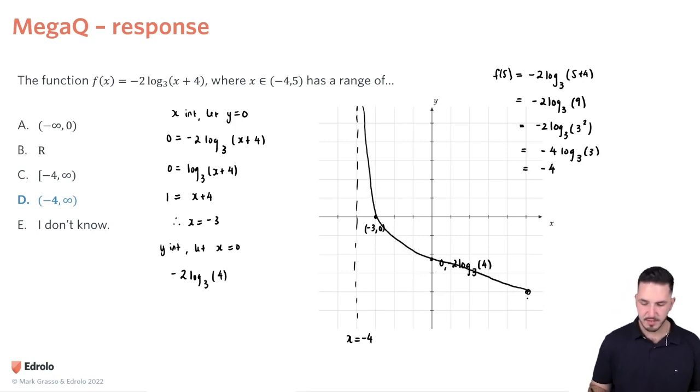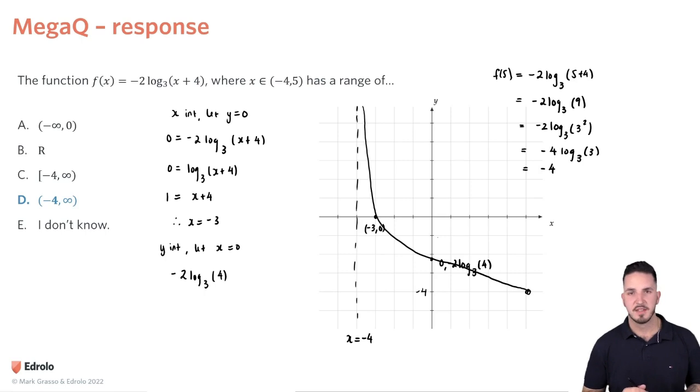There's an open circle at that point because we have curved brackets. Our range would be, in fact, negative 4 to positive infinity.